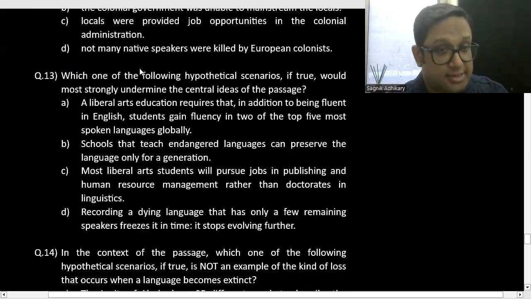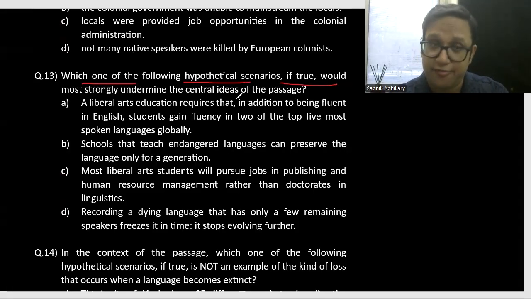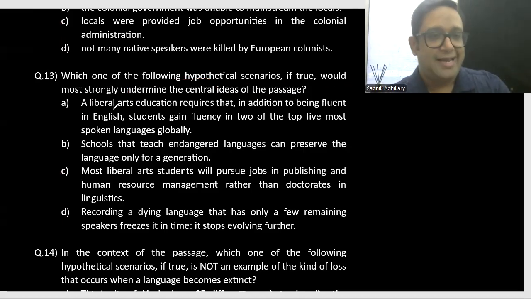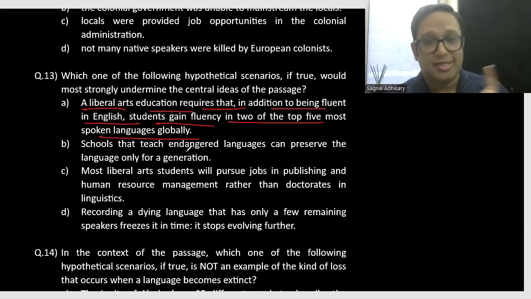Next one. This is a bit of a challenging question. This is a weakening type question. Which one of the following hypothetical scenarios, if true, would most strongly undermine the central ideas of the passage? Undermine the central ideas, weaken the central ideas of the passage. A says, a liberal arts education requires that in addition to being fluent in English, students gain fluency in two of the top 5 most spoken languages globally. Now, this is definitely something that undermines the central idea.